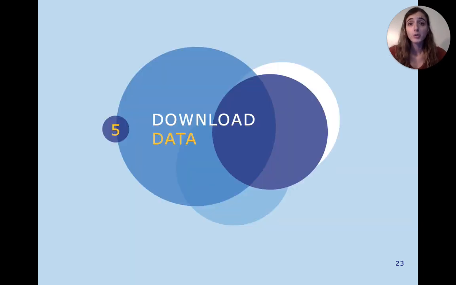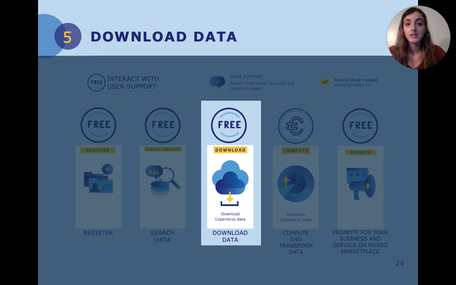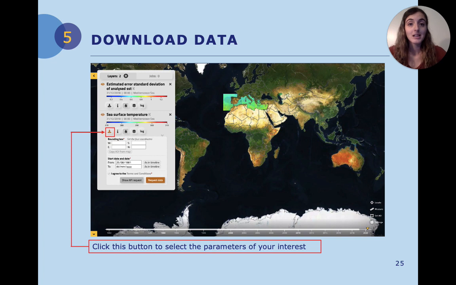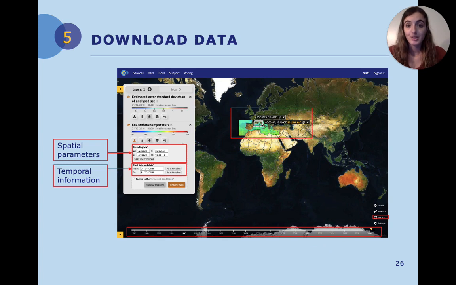Now, we are going to look at the steps needed to download data. As mentioned before, downloading Copernicus data from WEkEO is free. In one of the selected variables, click the button to select the parameters of your interest. In this example, we have selected the parameters from the sea surface temperature. The map in the background of the screen can be used to select the geographical area. Our area of interest for the scuba diving use case is the Mediterranean coast of France. Regarding the temporal parameters, we have selected 3 years of data, from 2016 until 2018.